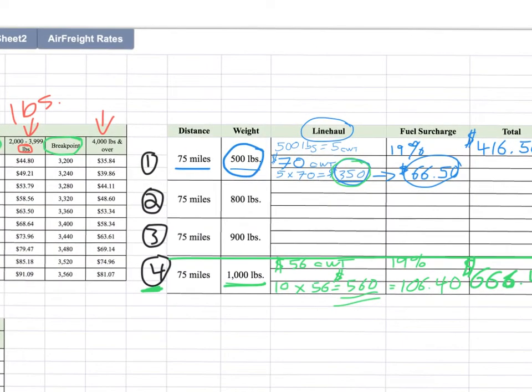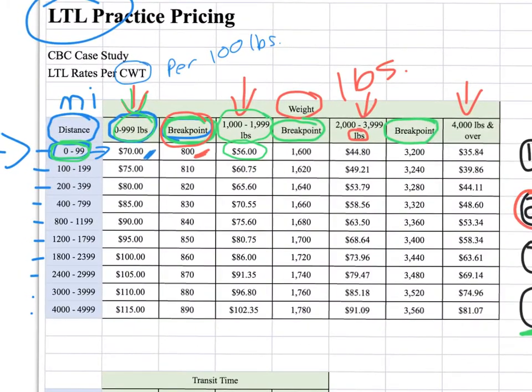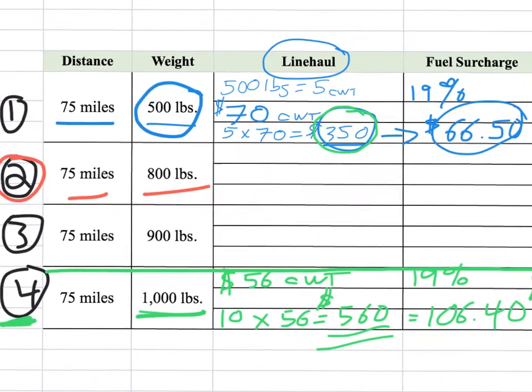Okay, so the example that I'm going to do is just 800 pounds. We're going to do example number 2. Still the same mileage, still 75 miles, so we stay on the same line. If we go back to our table and we look up 800 pounds, we still fall in this very first bracket here, 0 to 999 pounds. So the rate stays the same at $70. Ignore the breakpoint for a second. So let's go and do the math, because we're pretty good at doing that now. Doesn't take us very long.